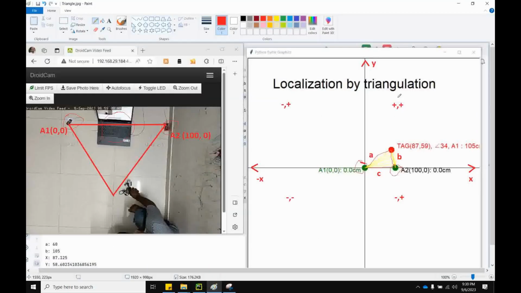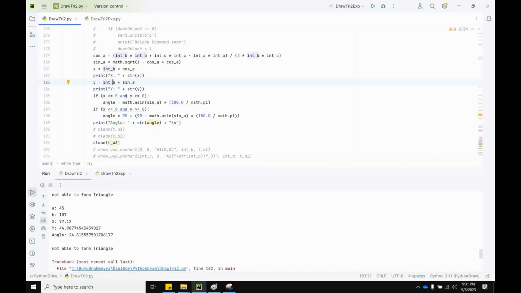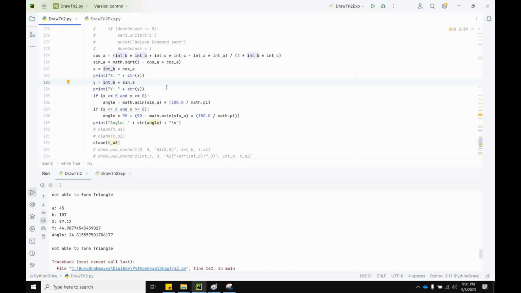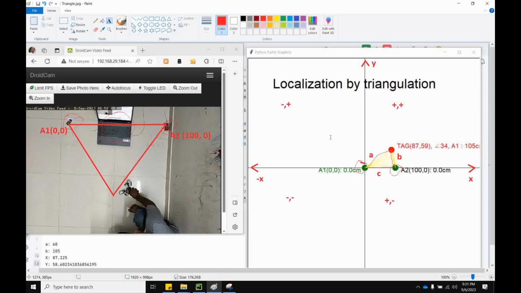The first is quadrant one, where x is plus and y is plus. In the second quadrant, x is minus and y is plus. In the third quadrant, x is minus and y is minus, and in the fourth quadrant, x is plus and y is minus. The same logic is added here. If both x and y are positive, then the tag is in quadrant one. If x is negative and y is positive, it means the tag is in quadrant two.